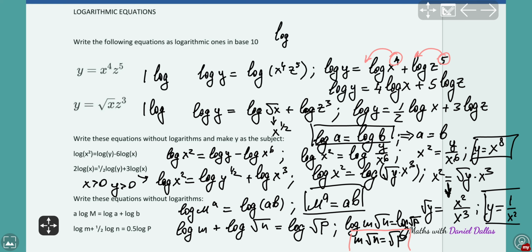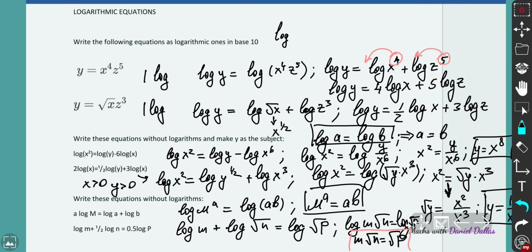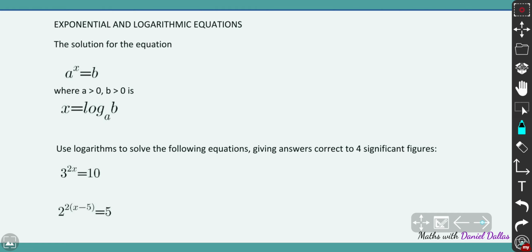And then today we're going to go to logarithmic equations themselves, the way we can solve specific problems based on logarithmic equations and exponential ones. Let's get started. So grab your pen, grab your notes. Let's try to work together.